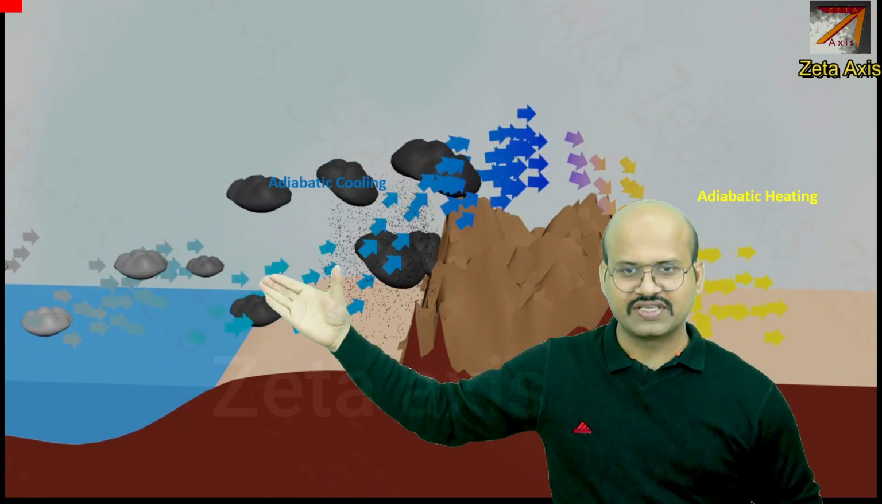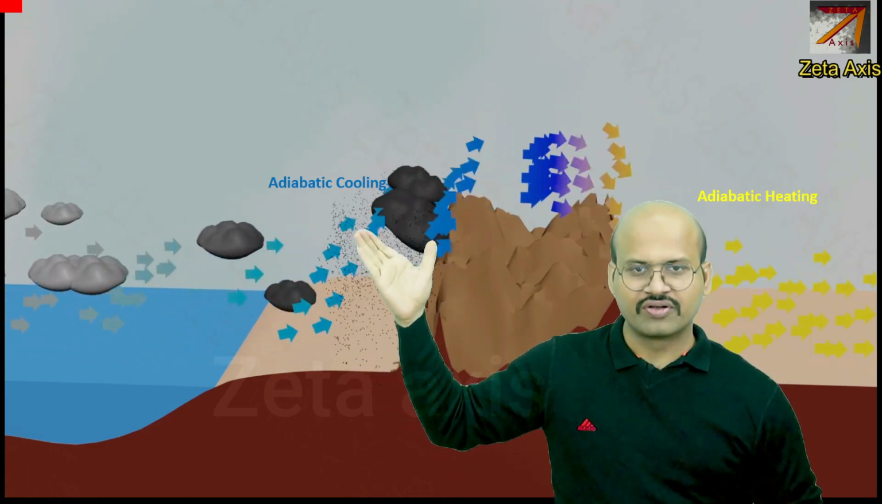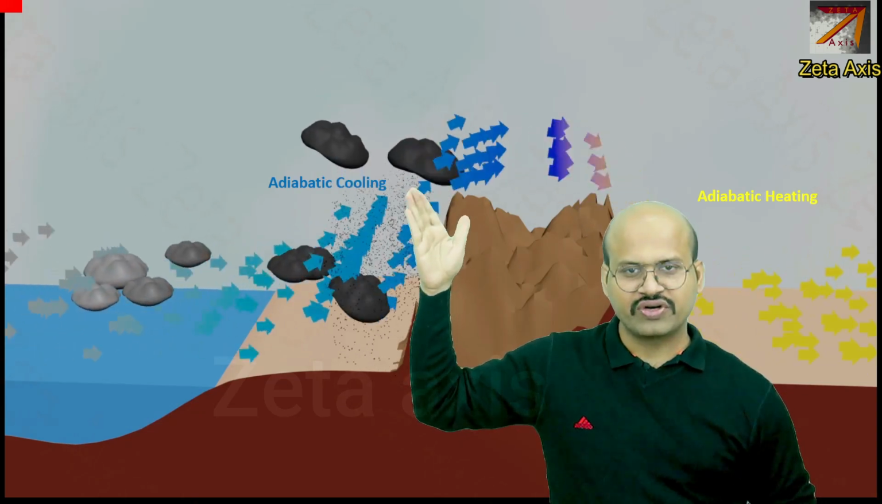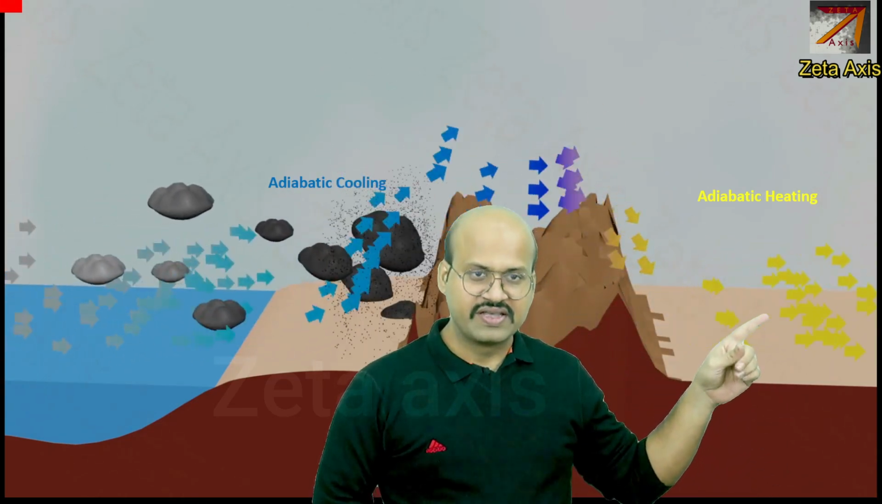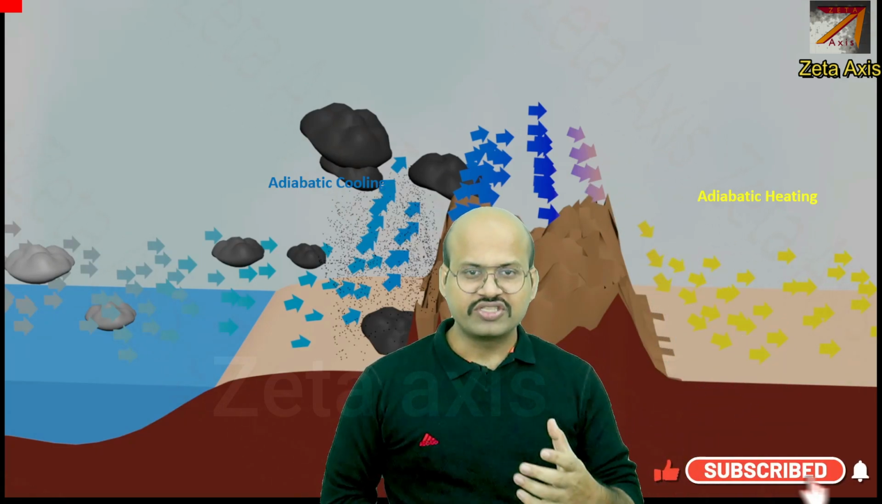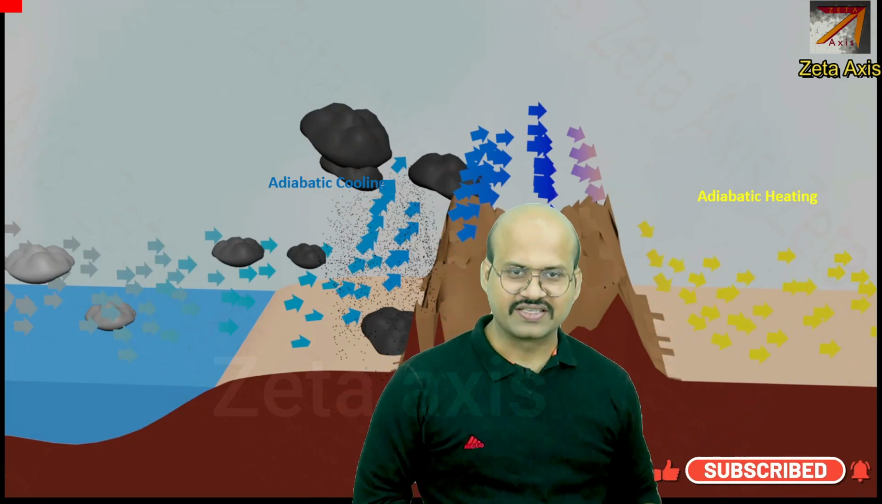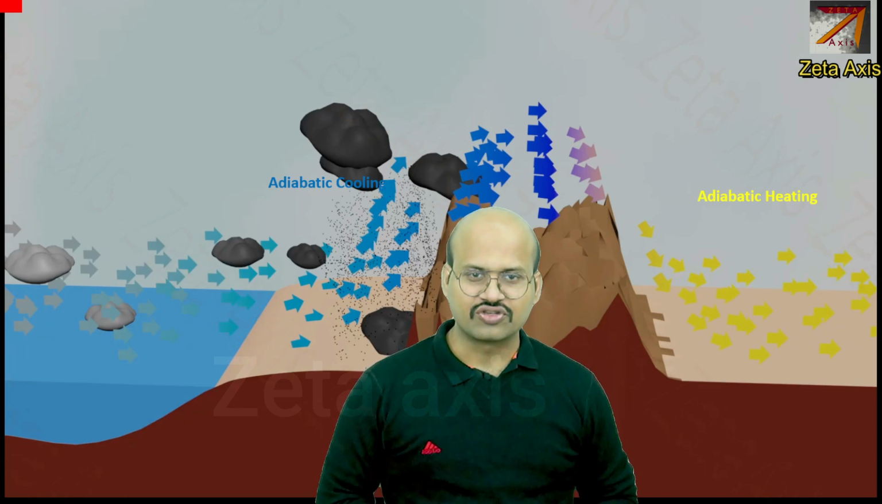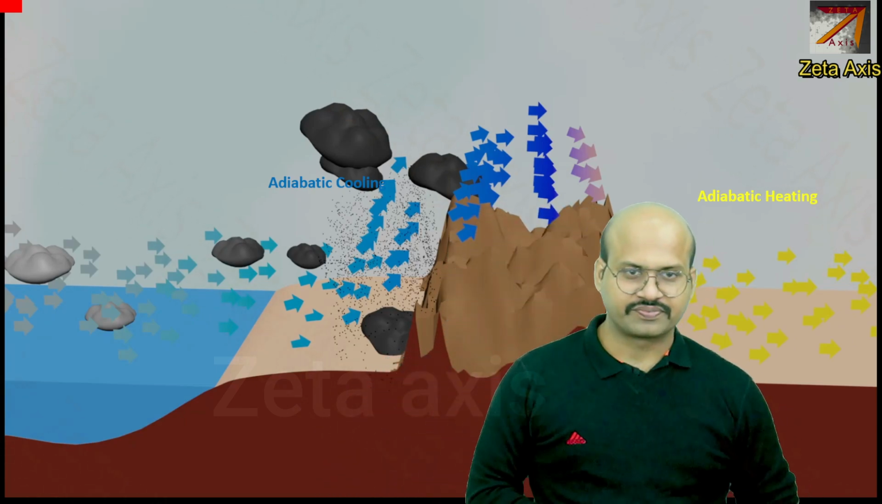Because of this we see a lot of rainfall, because the temperature of the air decreases, causing saturation in the air. On the other side, when the wind descends, it is adiabatically heated because here the pressure is less and here the pressure is more. Because of this adiabatic heating, the moisture carrying capacity of the wind increases and therefore it will not give any rainfall over here. This is explained in greater detail in the video and the link should be available in the description.